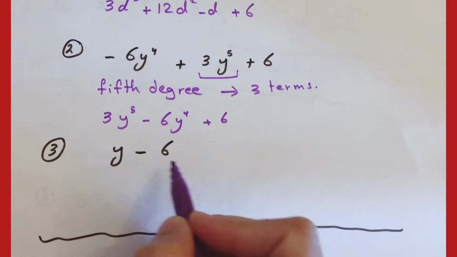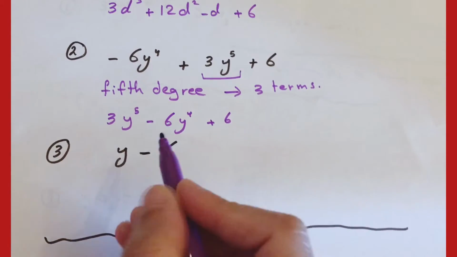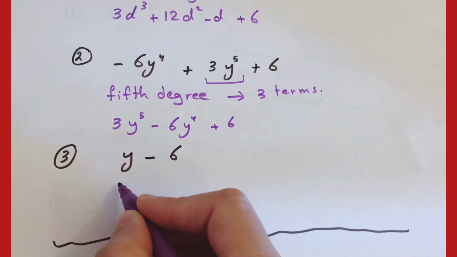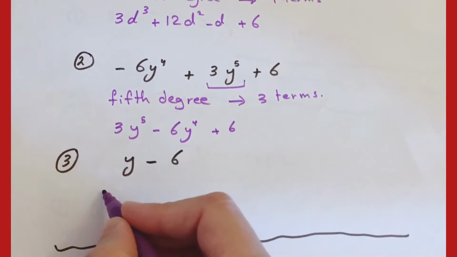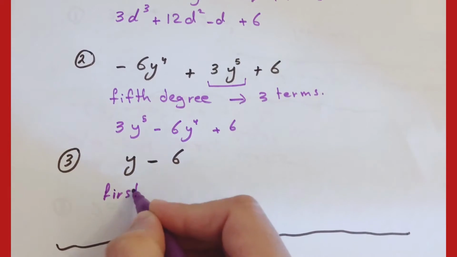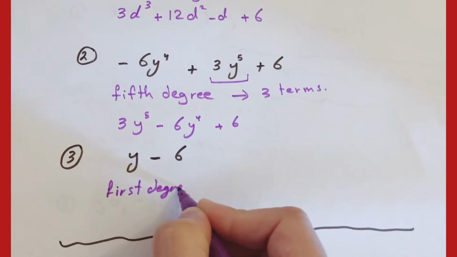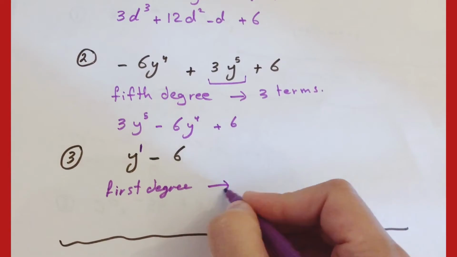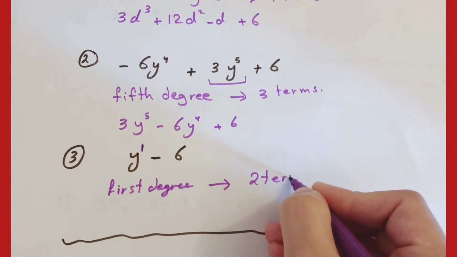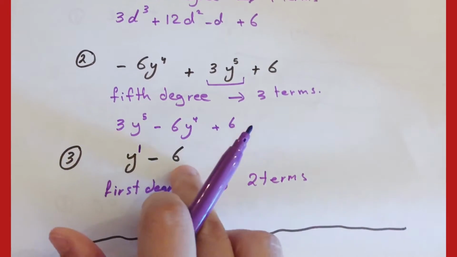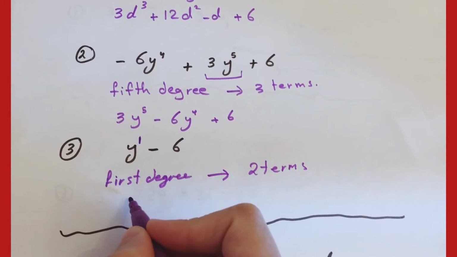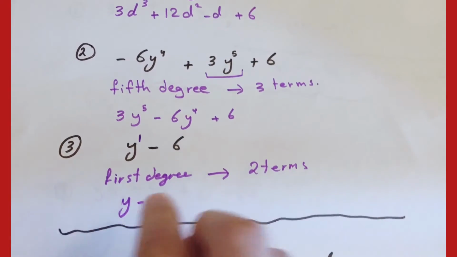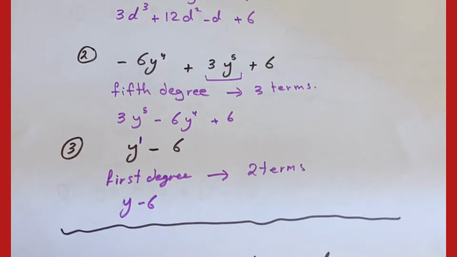Here we have only 2 terms, which are y and -6. Okay, so what degree is it here? 1st degree. Why 1st degree? Because here the power is 1. How many terms? 2 terms. This term and this term. So it's already written in standard form, y minus 6. This is the same as the standard form.